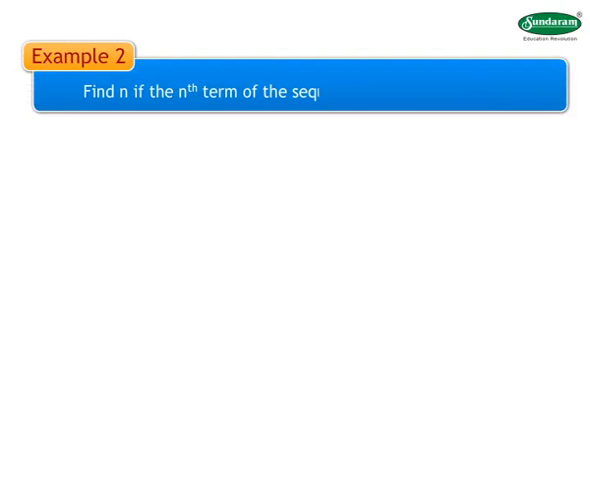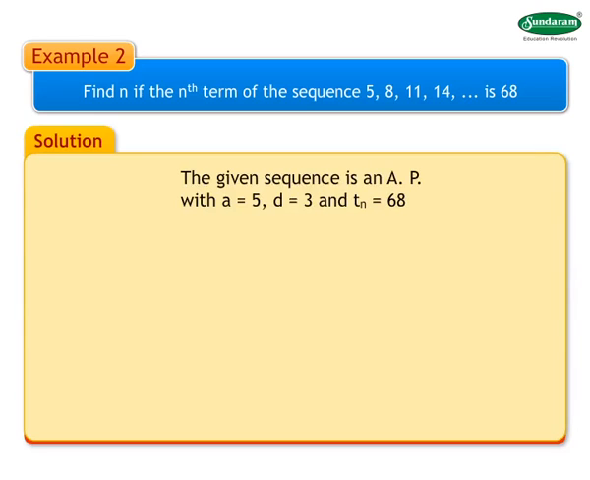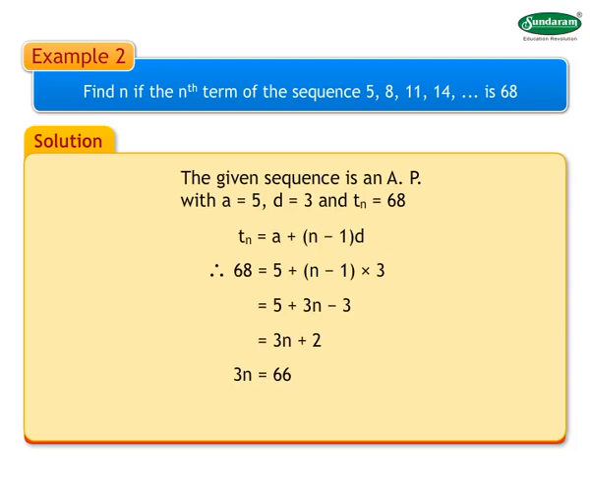Example 2. Find n if the nth term of the sequence 5, 8, 11, 14 and so on is 68. Solution. The given sequence is an AP with A is equal to 5, D is equal to 3 and Tn is equal to 68. Tn is equal to A plus n minus 1 into D. Therefore, 68 is equal to 5 plus n minus 1 into 3 is equal to 5 plus 3n minus 3 is equal to 3n plus 2. 3n is equal to 66. Therefore, n is equal to 22.